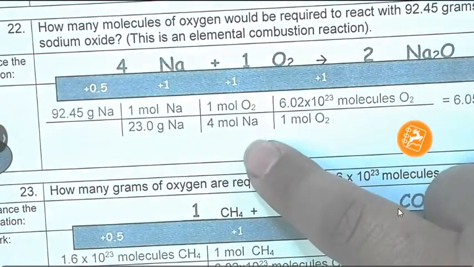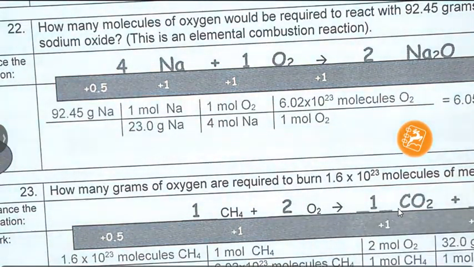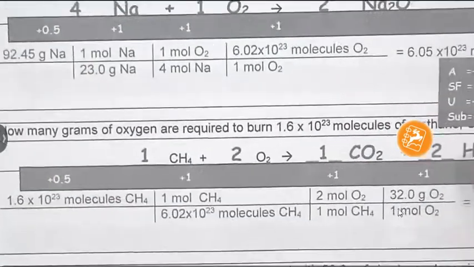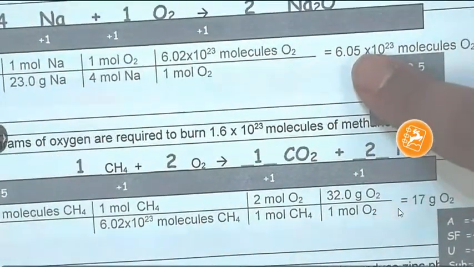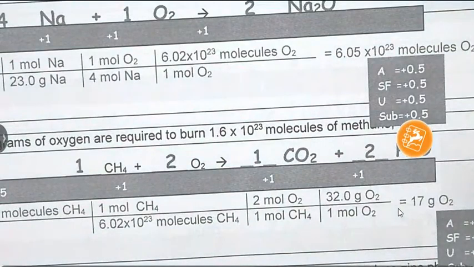1 over 4 for the mole ratio, multiplied by Avogadro's number, 6.02 times 10 to the 23 molecules of O2. Gives you 6.05 times 10 to the 23rd molecules of O2.